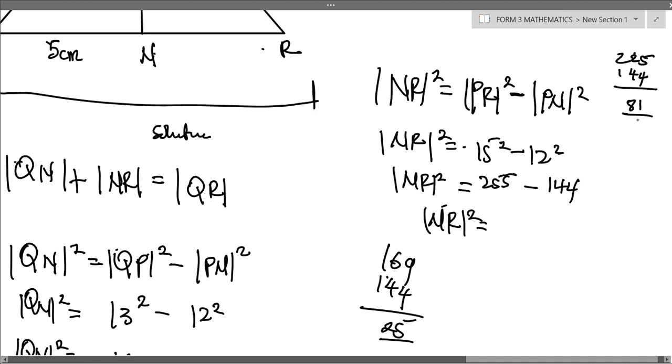8 over here. So we get 81. Square root of 81. Square root of 81 will give us what? 9. So here becomes 9 centimeters.